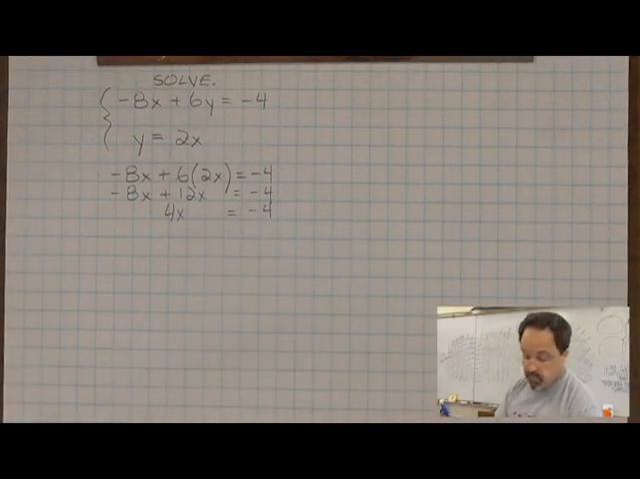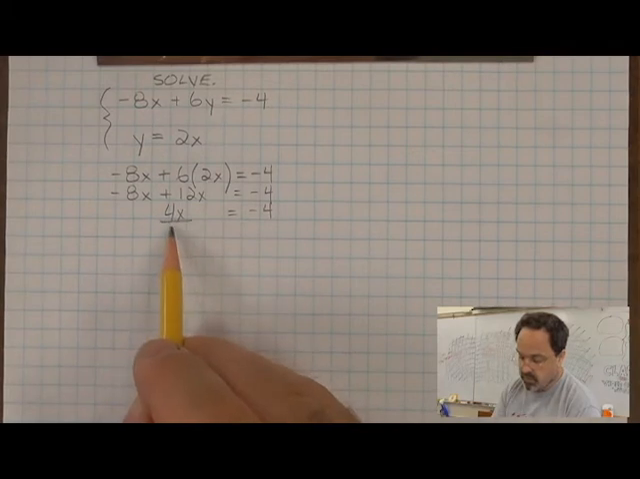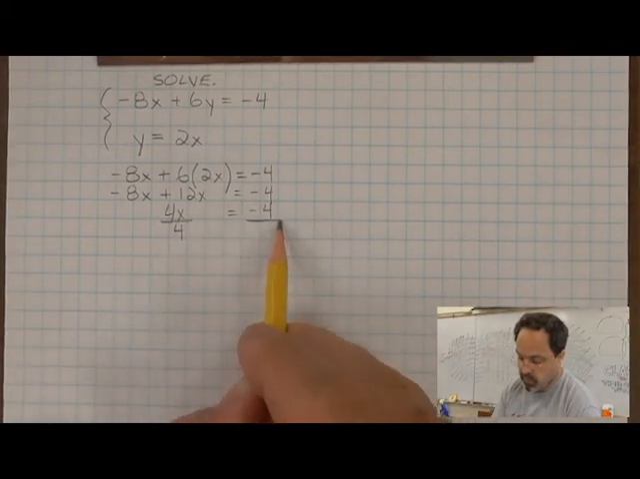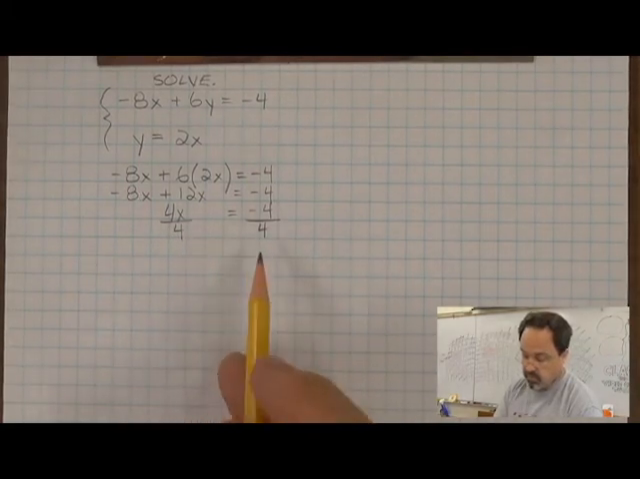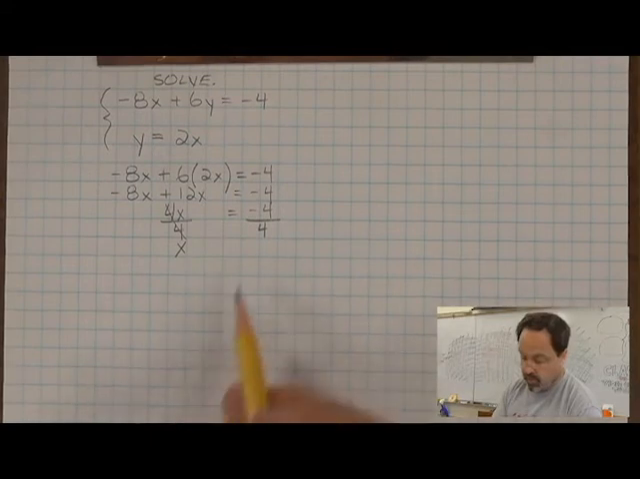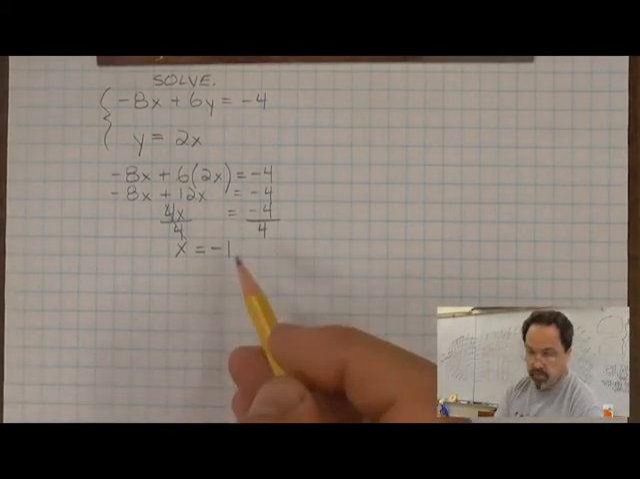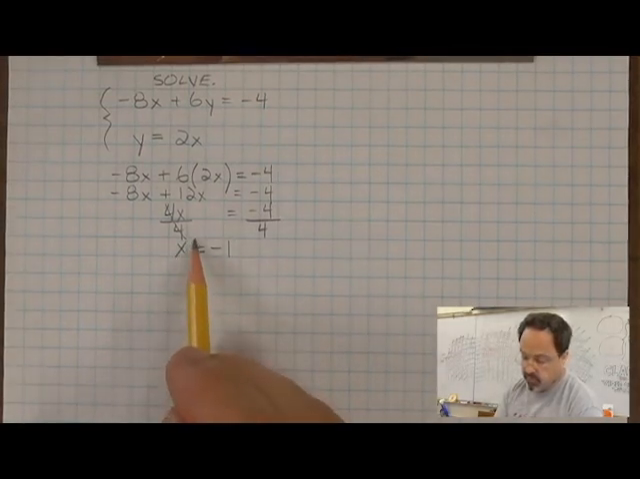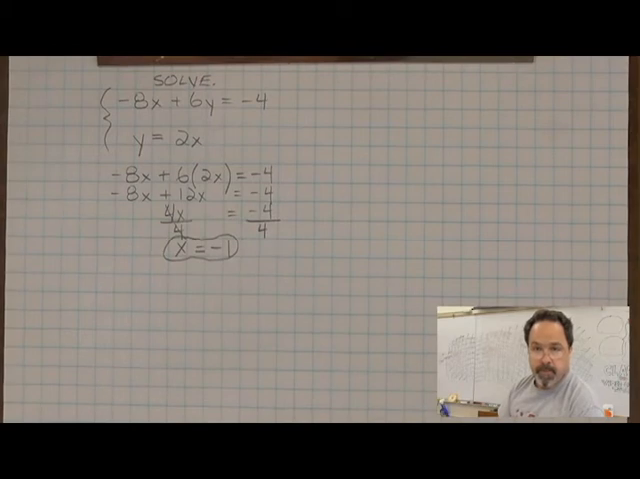And remember, I'm trying to solve for x, so I want to get x by itself. I'm going to undo multiplying by 4 by dividing by 4. And what I do to one side, I must do to the other. These will cancel out, leaving x by itself. And negative 4 divided by 4 can be simplified to be negative 1. I've found a value for x. That's an important piece. I'm going to circle it.